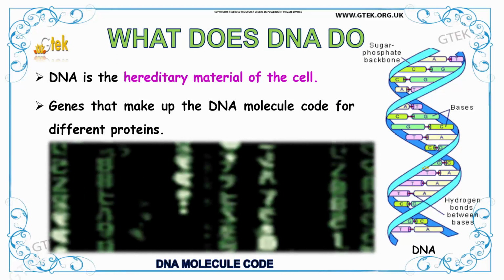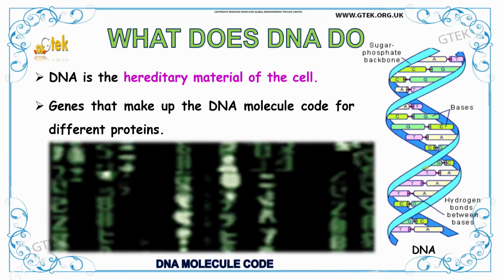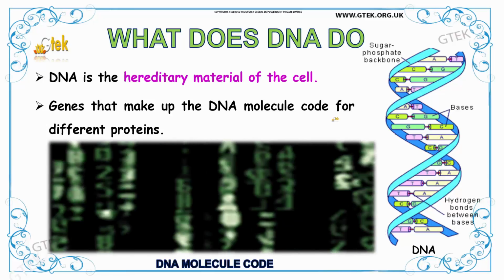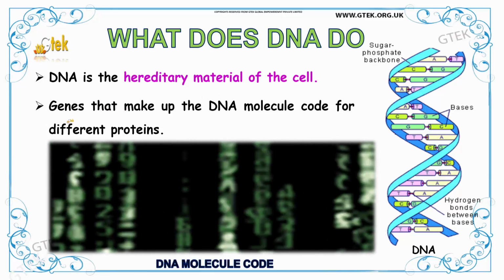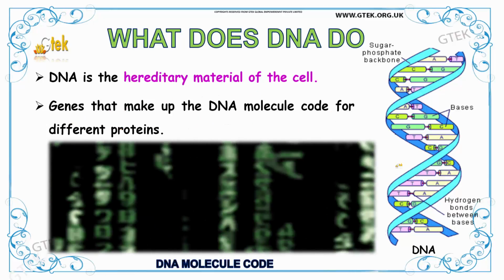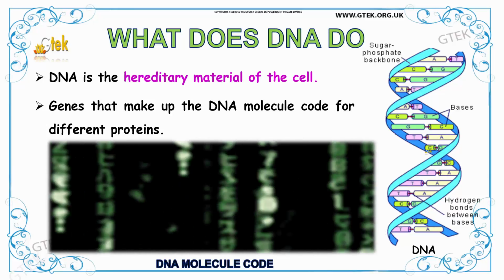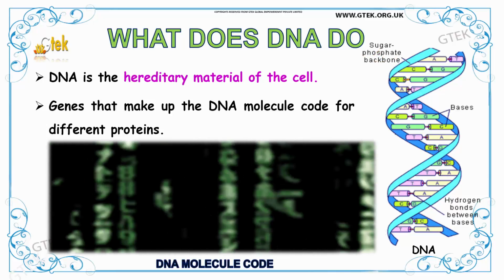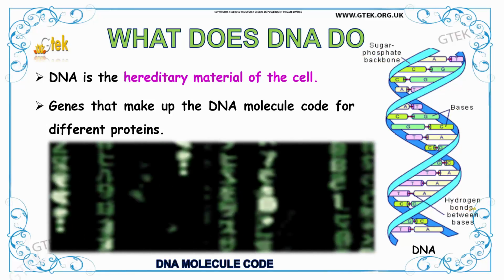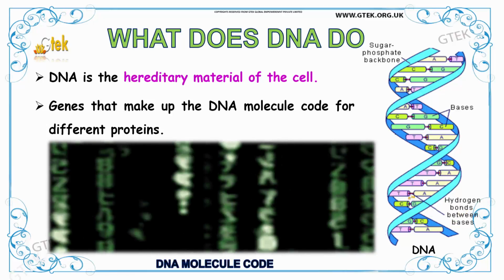What does DNA do? The DNA is the hereditary material of the cell. The genes that make up the DNA molecule code for different proteins. You can see the DNA molecule here. Here's the DNA. It has a sugar phosphate backbone, bases and hydrogen bonds between bases.